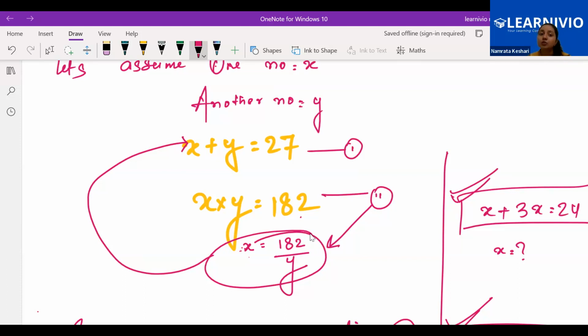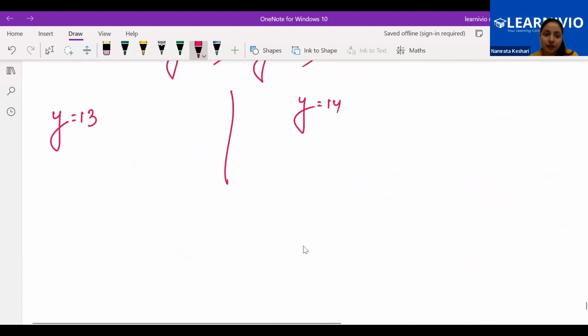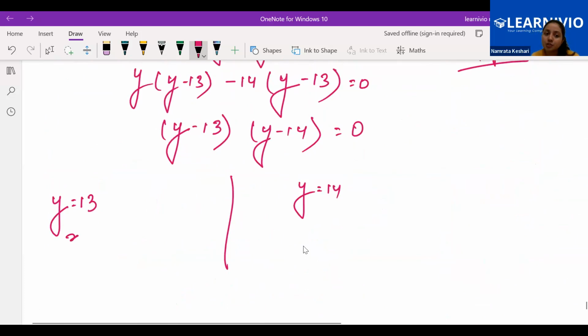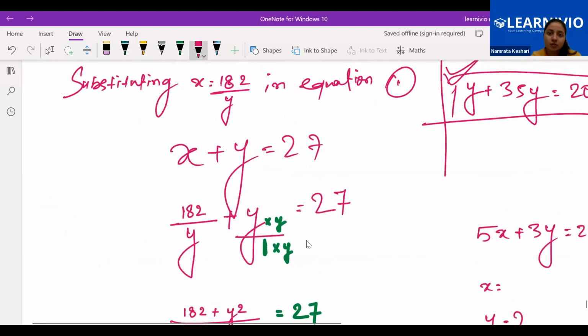So it doesn't matter. You can use x plus y is equal to 27. You can substitute your y value over here. Which y value? The first one or the second one? Both, one by one. Let me show you. This y value I am going to substitute in x plus y is equal to, what was that? 27.